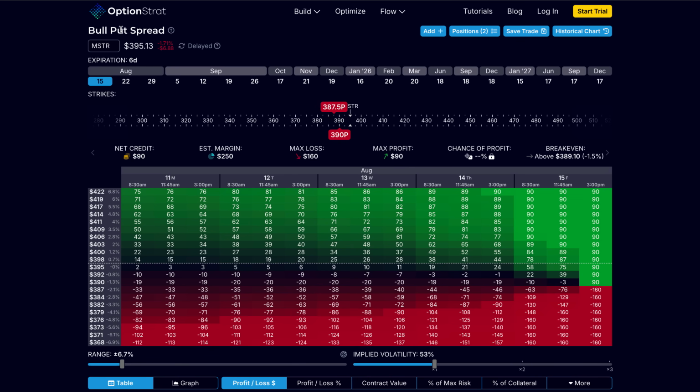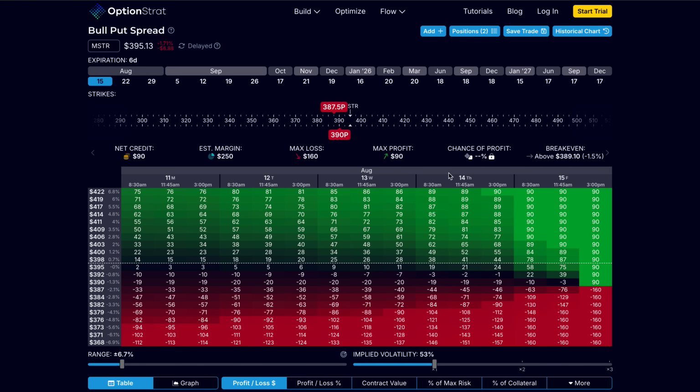So again, this is a bull put spread. We're going to enter for a credit or premium. So you're still going to be able to collect those premiums, $90 for this example. Now we have to put up collateral, but it's not going to be as much. It's only going to be, for this example, $250 as compared to $39,000. We see our max loss here, 160. Max profit, again, is the credit we received.